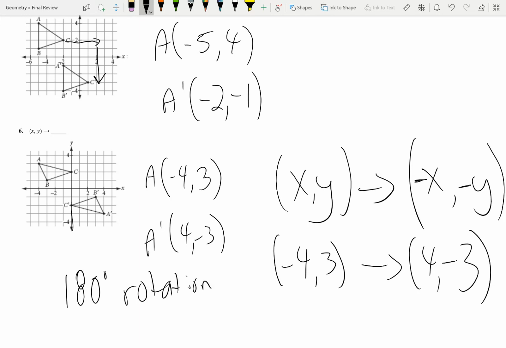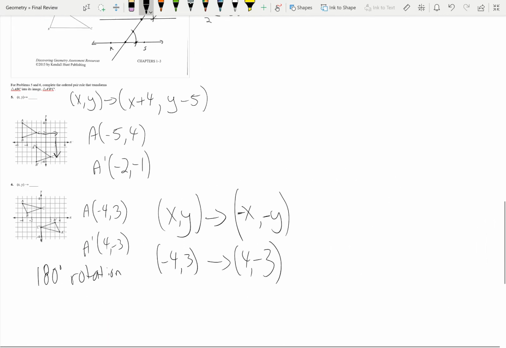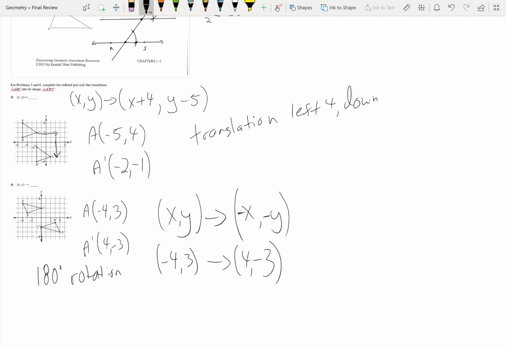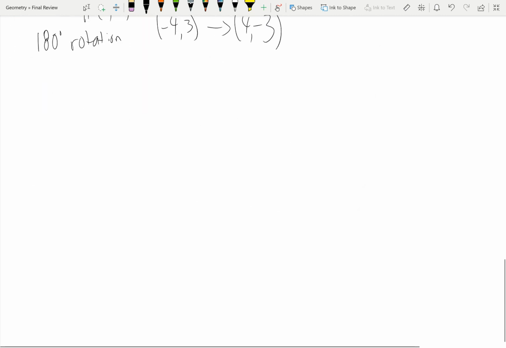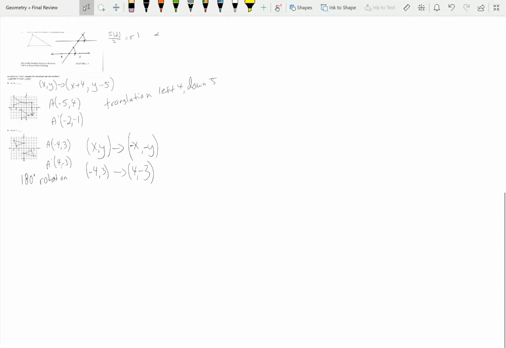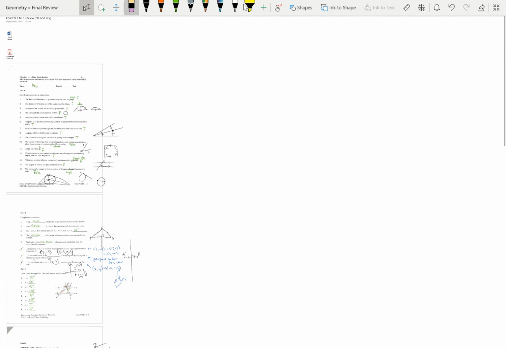And there we go. The one above would be, again, a translation. It's to the left by 4 and then down 5. Okay, there we go. So that concludes Chapter 1 through 3, final review problems.